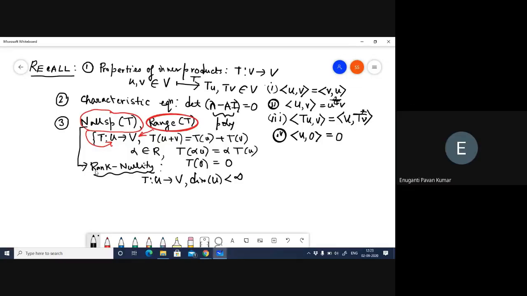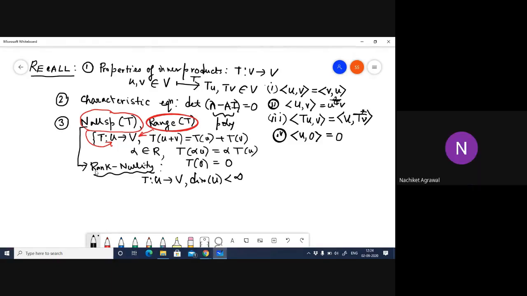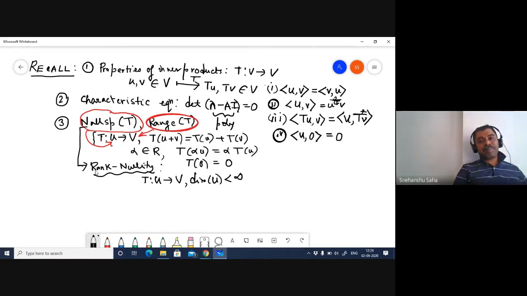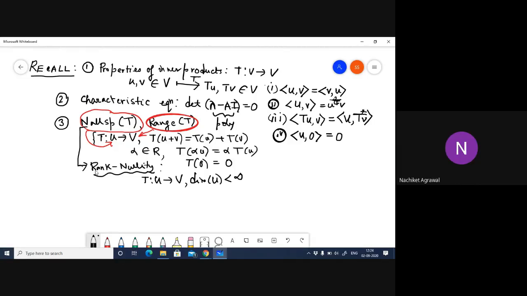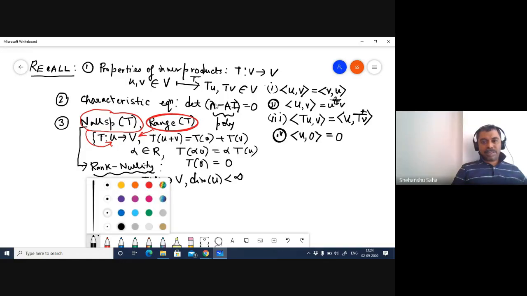So the characteristic equation is A minus lambda I, right? No, you can write it in any way you want. Lambda is a scalar and lambda I is a matrix. It should be lambda I minus A, right? You're right, sorry. Lambda I minus A. So this is lambda I minus A.